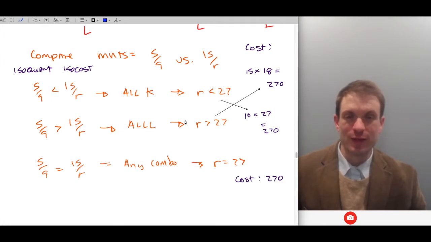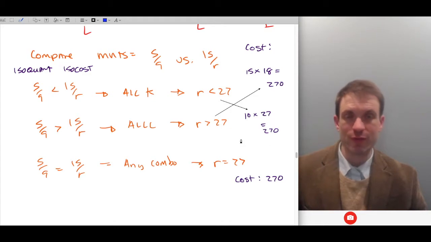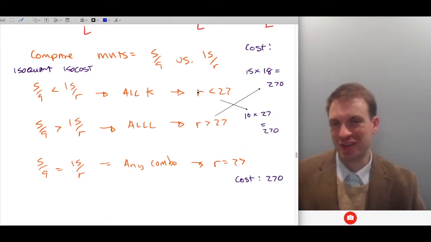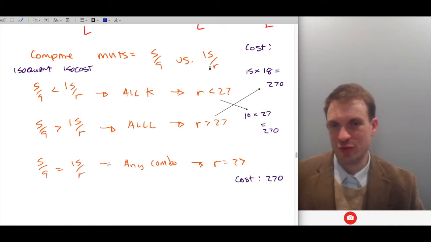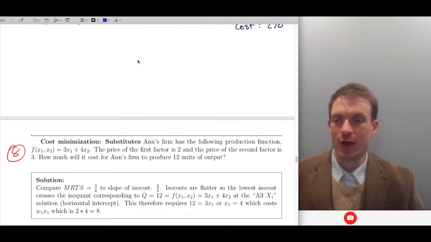Why? Well, because if the rental rate of capital was smaller than 27, you just use all capital. And if the rental rate of capital is bigger than 27, you just use all labor, which you already know is going to be 270. And basically, that's all the logic for this exercise, which is actually kind of cool. You could explore this exercise through what happens with the rental rate of capital, or one piece of unknown information. So anyway, I really like that exercise.